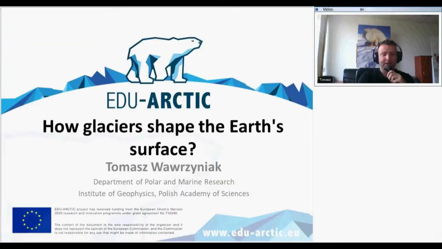My institute manages the Polish Polar Station, located in Svalbard, in Spitsbergen. And there we have glaciers, just nearby the station. The closest one is just 2 kilometers from the station. It's called Hansbreen. And in the surroundings, there are many landforms, and that's something that I would like to show you today. These landforms connected with glaciers. So the topic of my lesson is how glaciers shape the Earth's surface.